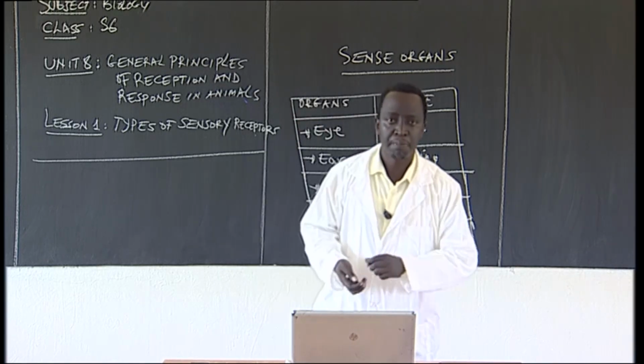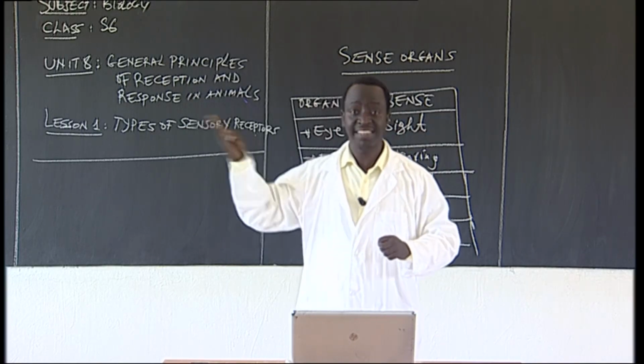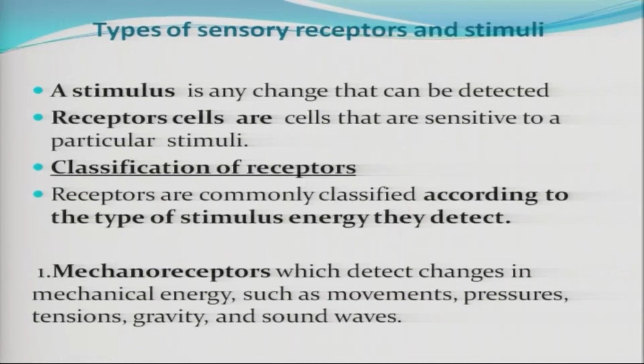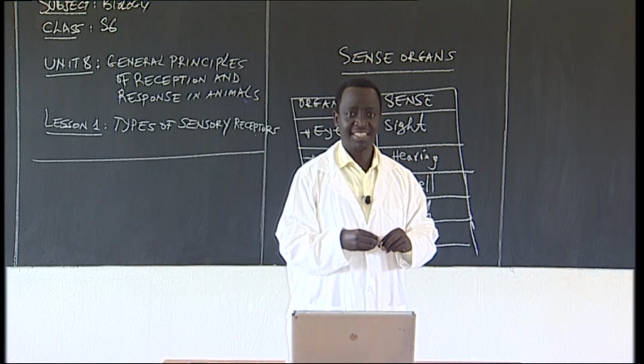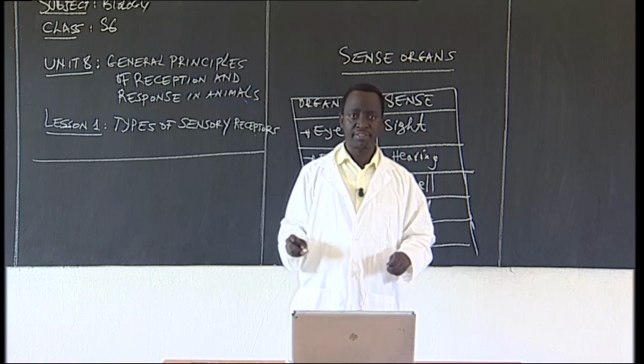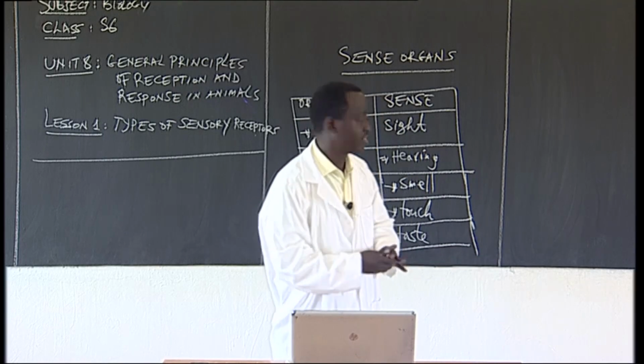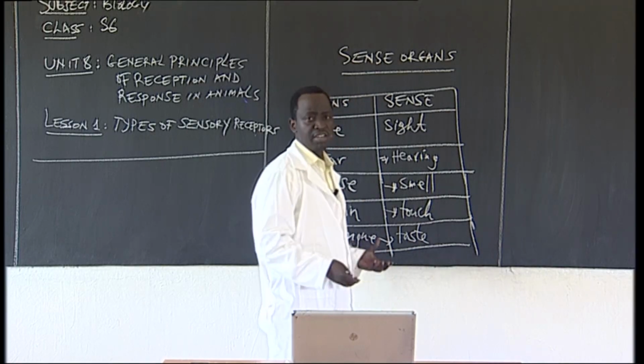For example, if the temperature increases, if it is sunny, what's going to happen? You are going to feel that the temperature has increased on your body. So what helps you to feel that there is an increase of temperature? It is what you call receptors. And the increase of temperature is what we call a stimulus. Are you getting this? When there is no stimulus, those sensory organs cannot work.